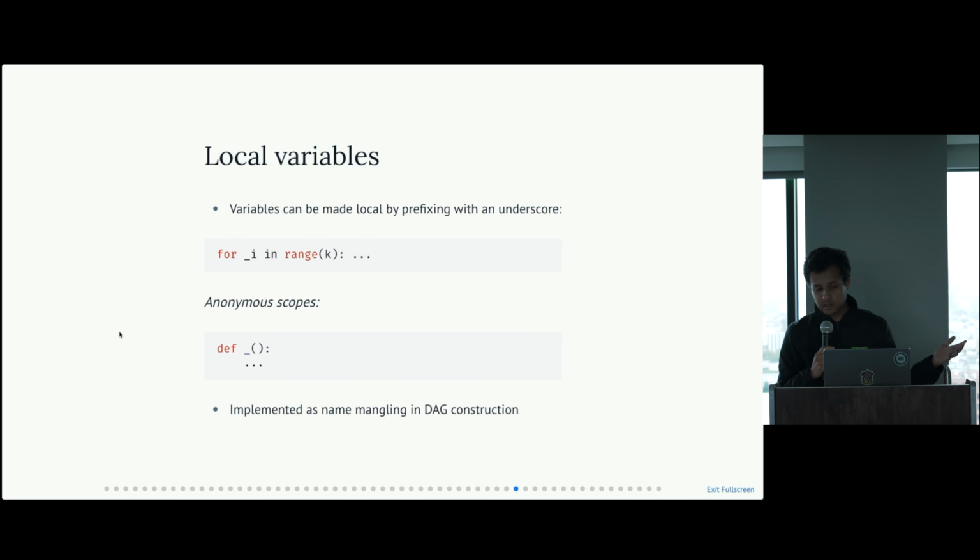Local variables. People complain that they can't redefine variables. What about my loop variables, etc.? So we make the convention that underscored variables are private into a rule. If you prefix a variable with an underscore, we do some name mangling in the DAG construction and make it local to the cell. That lets you get anonymous scopes by defining a function whose name is an underscore, and now you have a local scope for that cell.